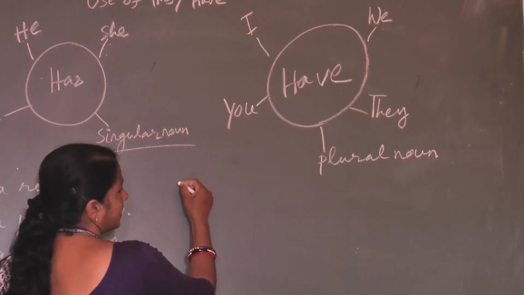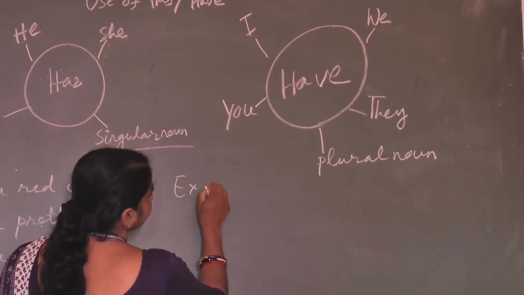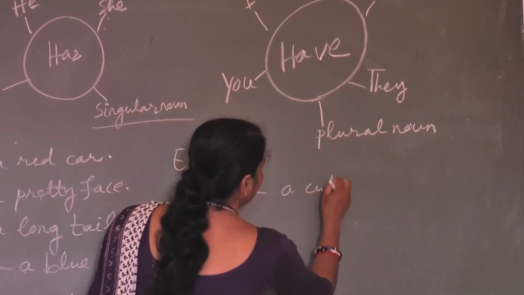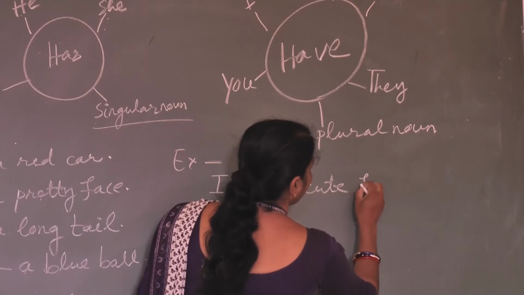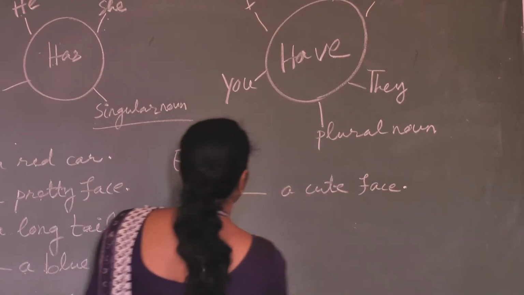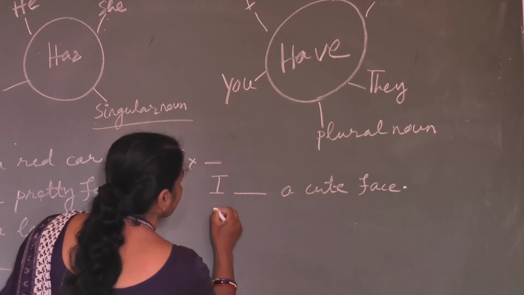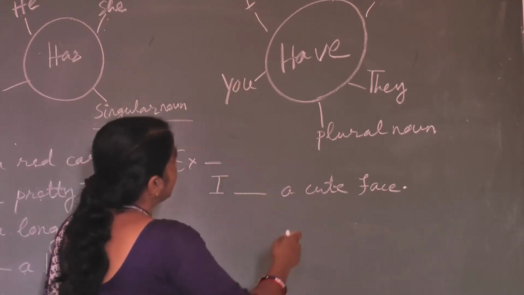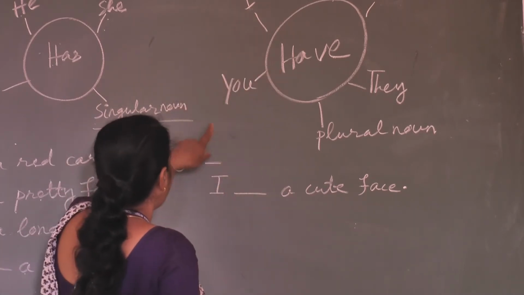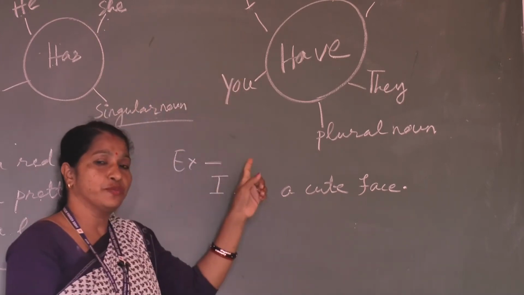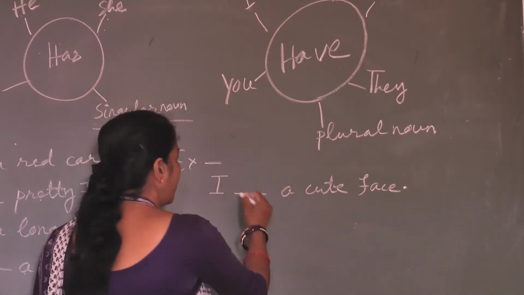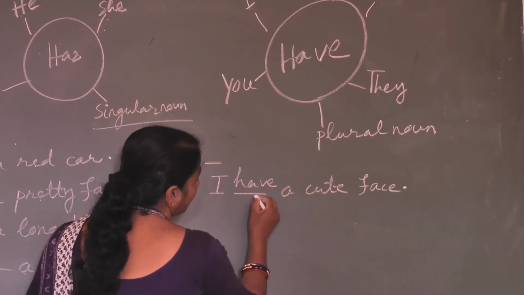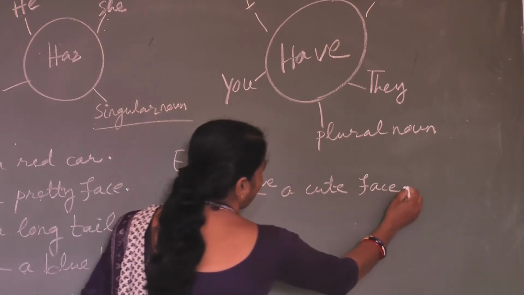Now let's see some examples. I dash a cute face. Where is the word I? Here. What are we using here? Have. We are using have for I. So we have to fill in the blanks here. Have. I have a cute face. Repeat after me, children. I have a cute face.